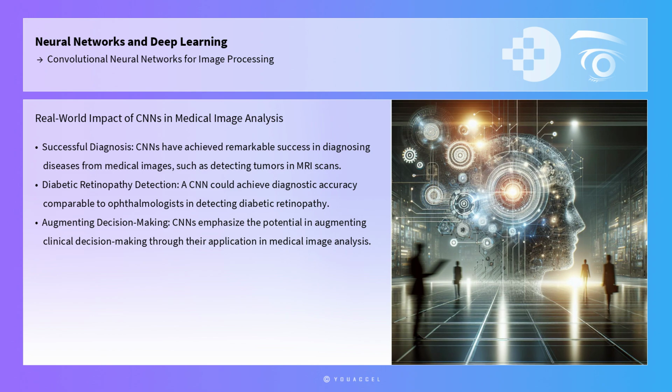To illustrate the real-world impact of CNNs, consider their application in medical image analysis. CNNs have achieved remarkable success in diagnosing diseases from medical images, such as detecting tumors in MRI scans or identifying diabetic retinopathy from retinal images. A study published in the Journal of the American Medical Association demonstrated that a CNN could achieve diagnostic accuracy comparable to ophthalmologists in detecting diabetic retinopathy, emphasizing the potential of CNNs in augmenting clinical decision-making.